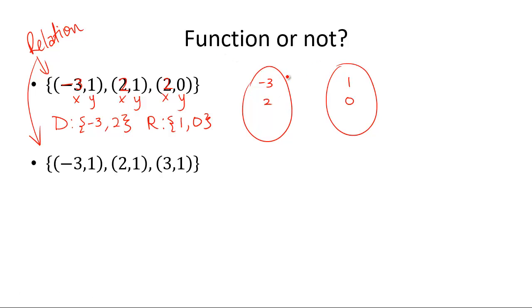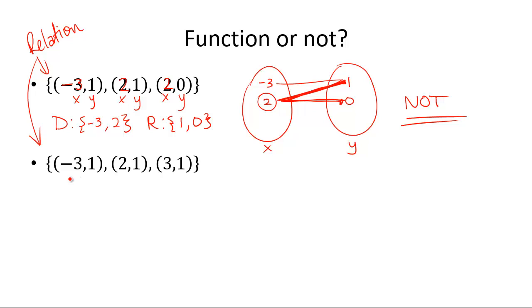So you could see that -3 goes to 1, 2 goes to 1, so that's okay. Those both had one answer. And then 2 also goes to 0. So this is a problem because 2 is one input, but it has 2 answers. So we can't generalize this. It's not a function.